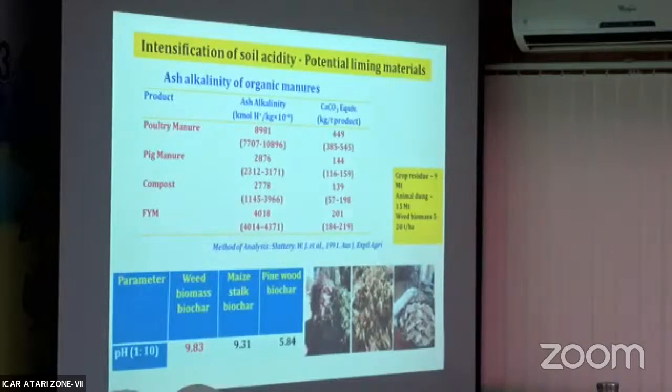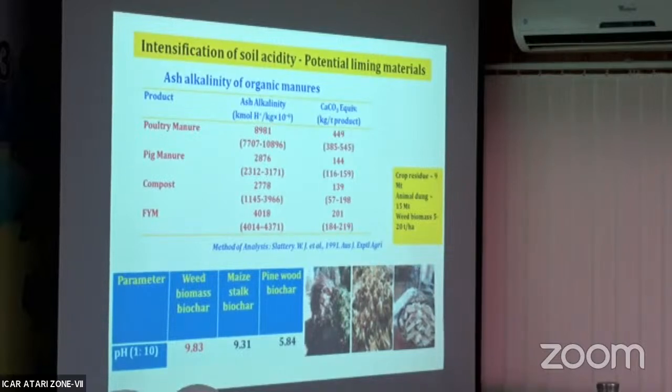Then another one is biochar. We have analyzed the biochar properties also. This is an excellent liming material because, if you see, for most of the feedstocks the pH of the biochar is 9.8, 9.9, like this. We have analyzed wheat biomass, maize straw, and pine wood. Pine wood is not good because the pH is low, 5.8. In other cases, the biochar pH is very high.